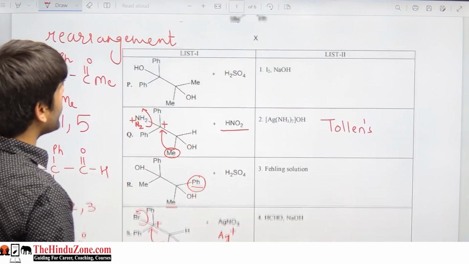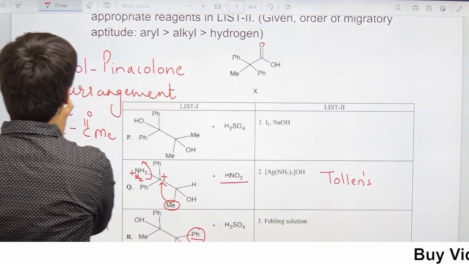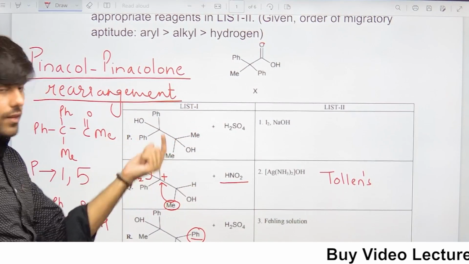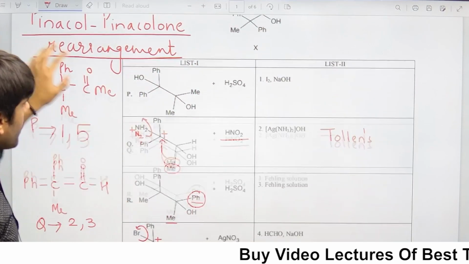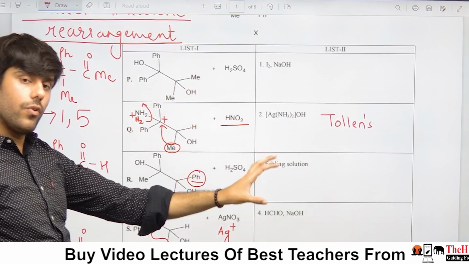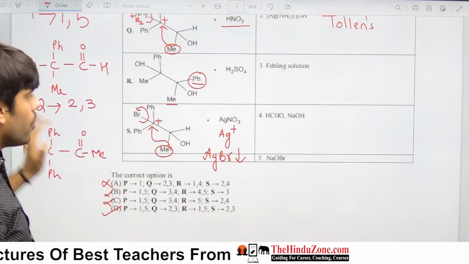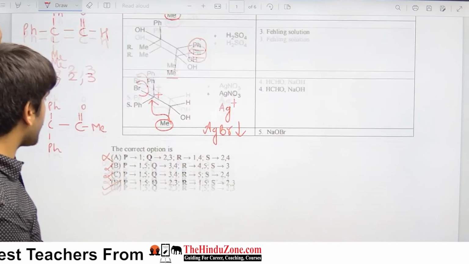So the entire question is based upon this rearrangement, that is the pinacol-pinacolone rearrangement, and we have seen different examples of this reaction, right? We have seen the semi-pinacol-pinacolone rearrangement also, and the normal pinacol-pinacolone. So I hope this is clear to you. Let us move to the second problem.